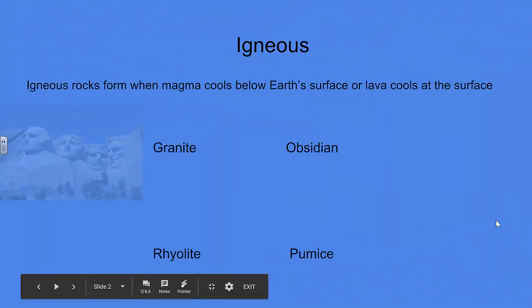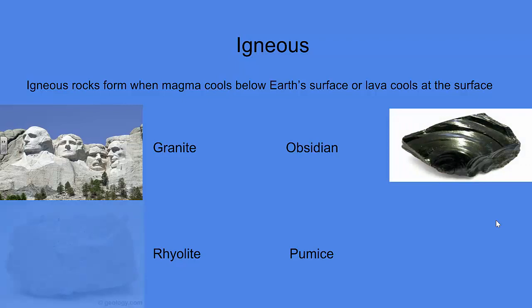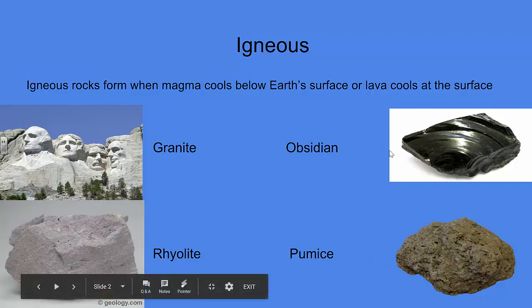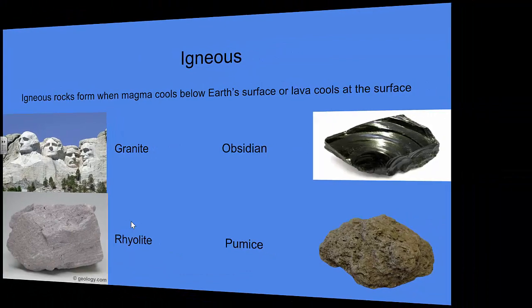Igneous rock. Igneous rocks form when magma cools below the Earth's surface. Lava cools on the surface or underground. There are two ways that igneous rocks form. They are extrusive and intrusive. Granite, pumice, obsidian, and rhyolite are examples of igneous rocks.